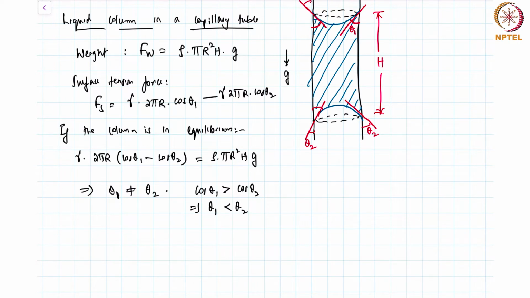So essentially the upper portion of the plug is making a smaller acute angle, and the lower portion of the meniscus that you see, which we call theta 2, is slightly broader, right? The angle is still acute. So theta 1 is less than theta 2. Immediately we have a situation with at least two different angles, and both the angles cannot be equal to the Young's angle, right?